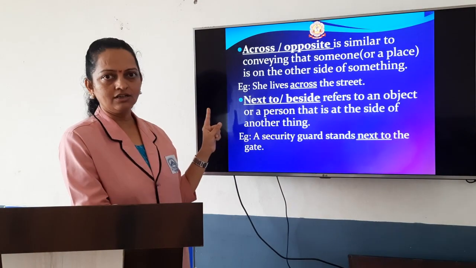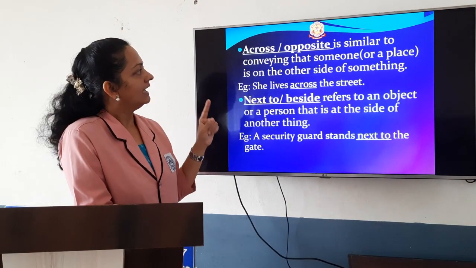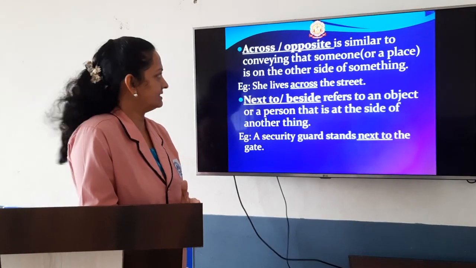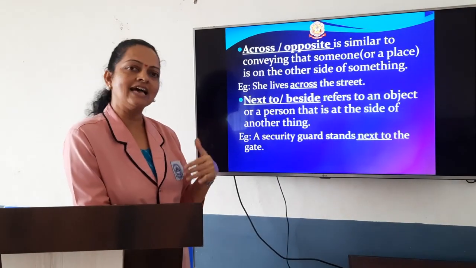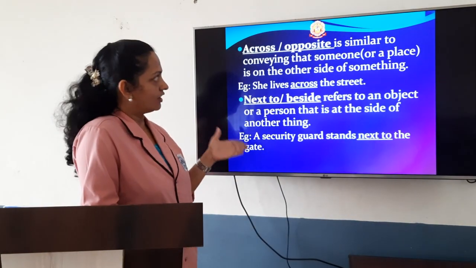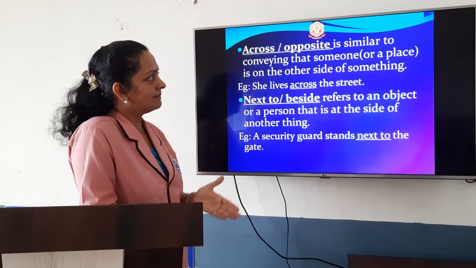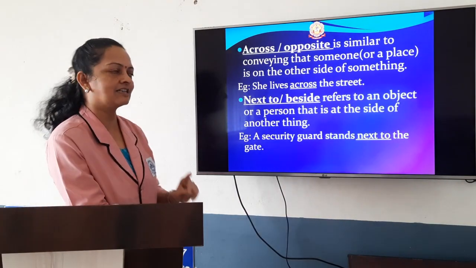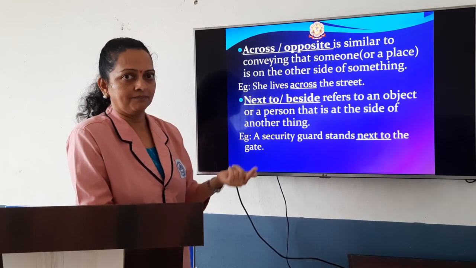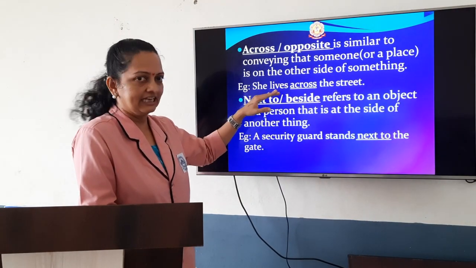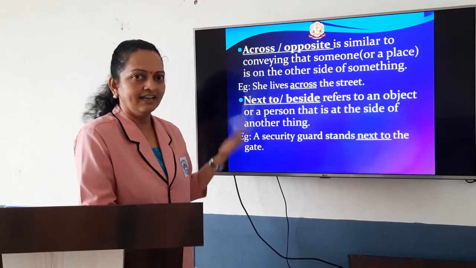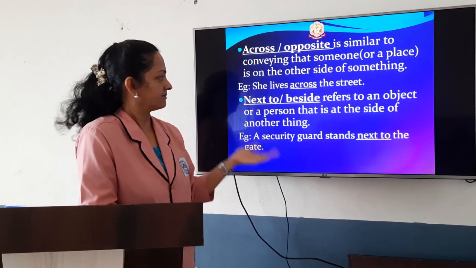Next we have across and opposite. It is similar to conveying that someone or a place is on the other side of something. Once again, across or opposite is similar to conveying that someone or a place is on the other side of something. Example: she lives across the street, or she lives opposite the street.